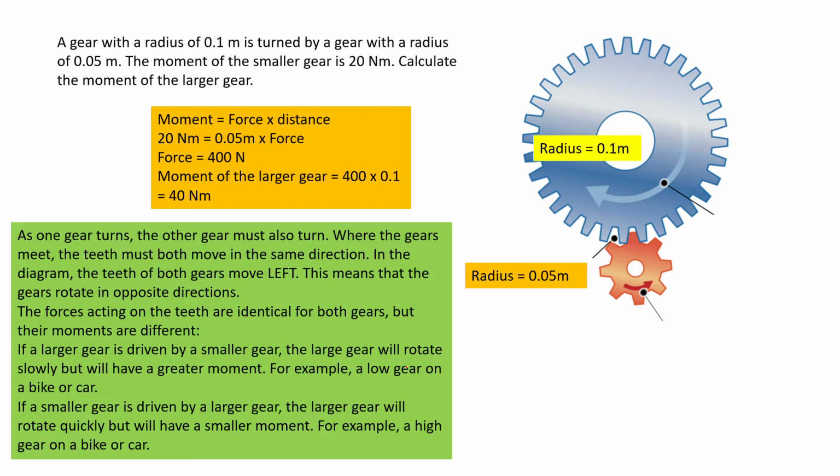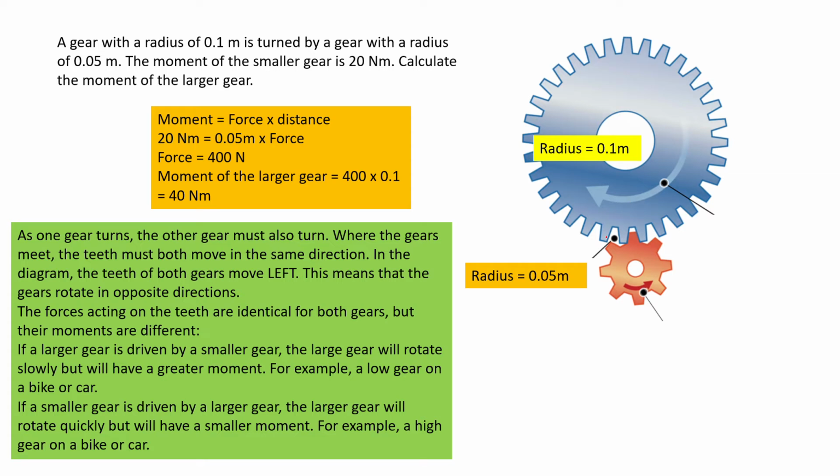All right, so let me read through this box. As one gear turns, the other gear must also turn. Where the gears meet, the teeth must both move in the same direction. In the diagram, the teeth of both gears, where they meet, move left. This means that the gears rotate in opposite directions. So the bigger wheel, which is at the top, is rotating clockwise, and the wheel at the bottom, which is the smaller one, will be moving anti-clockwise. Can you see here that where they meet, they will both move in the same direction? But the bottom is moving anti-clockwise, the top is moving clockwise.